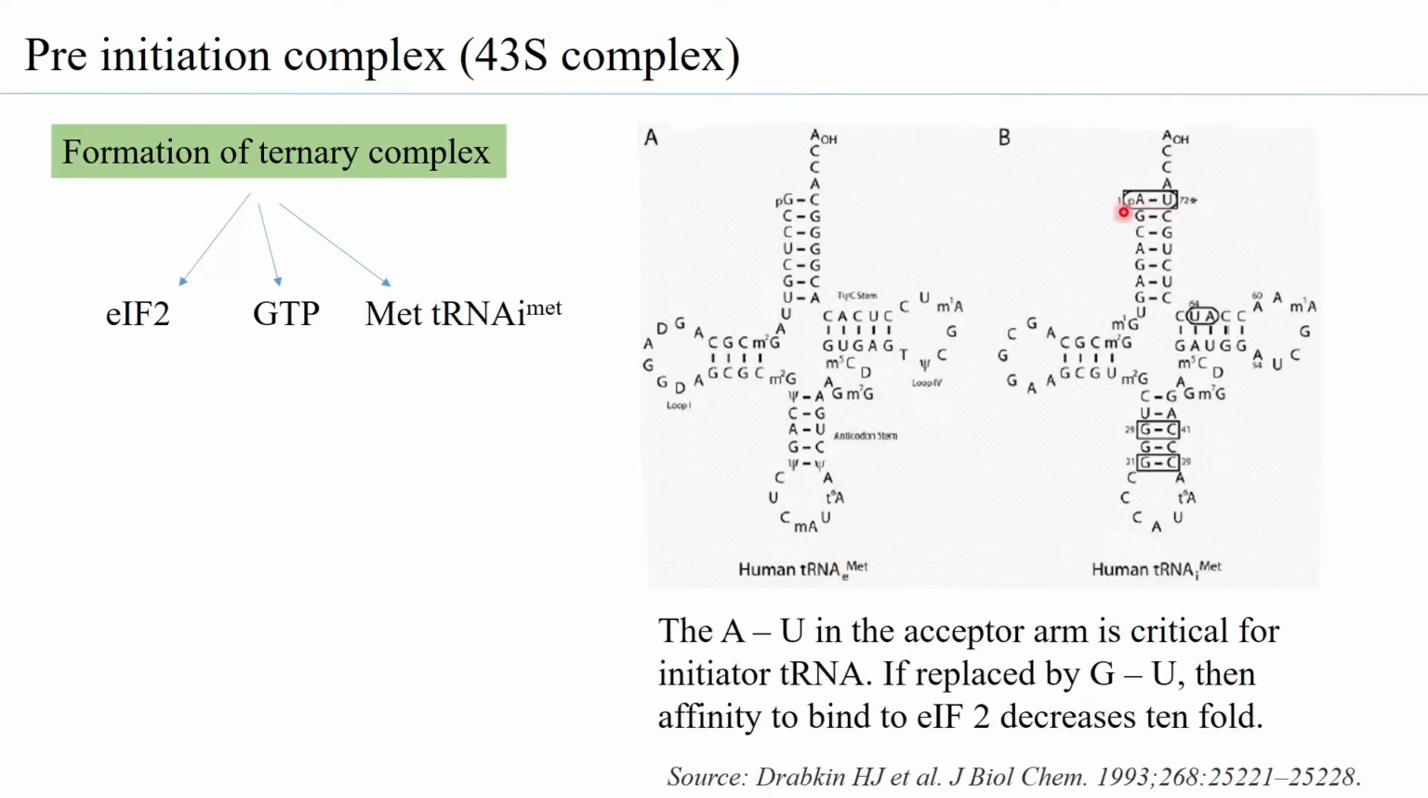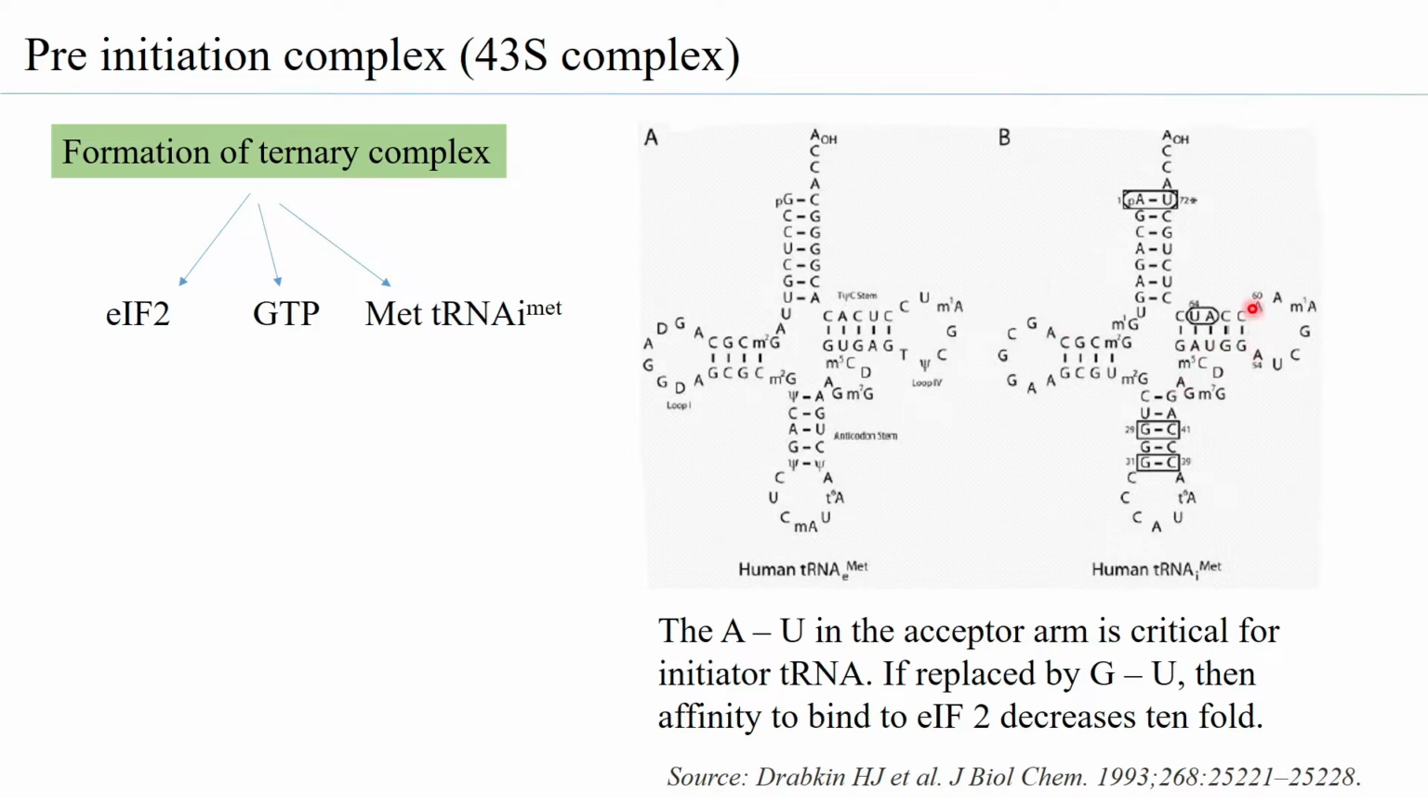The first one is, of course, the presence of an AU base pair in the acceptor arm of the initiator tRNA. In fact, several studies have shown that if one replaces the AU with a GU, and these studies have been carried out in yeast, the binding of the initiator tRNA to eIF2 decreased tenfold. And so, it would not form the ternary complex at all.